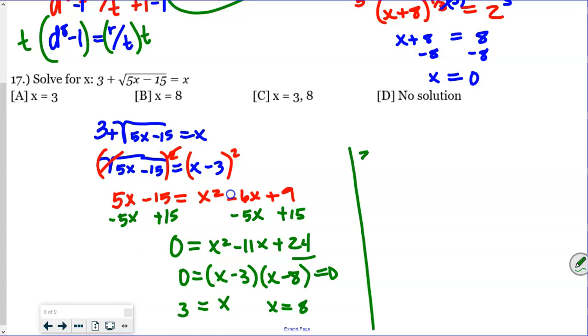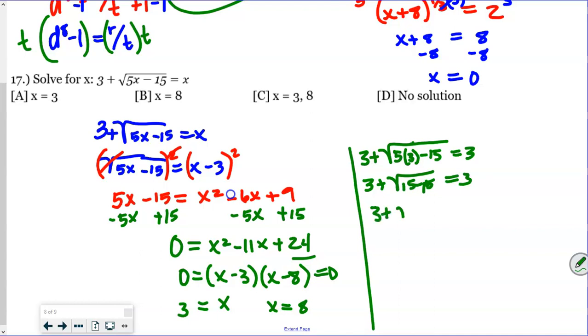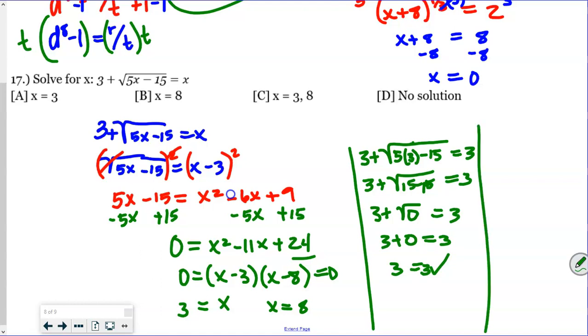So we're going to do 3 plus the square root of 5 times 3 minus 15. And we want to see, does that equal 3, right? So this is going to be 3 plus the square root of 15 minus 15, which is going to be 0, right, y'all? So that's going to be 3 plus the square root of 0. So obviously that's going to be 3 plus 0. And that's 3, right? So does 3 equal 3? It does. Okay, so that one checks out. So we know that 3 is going to be one of our answers. Let's check the other one.